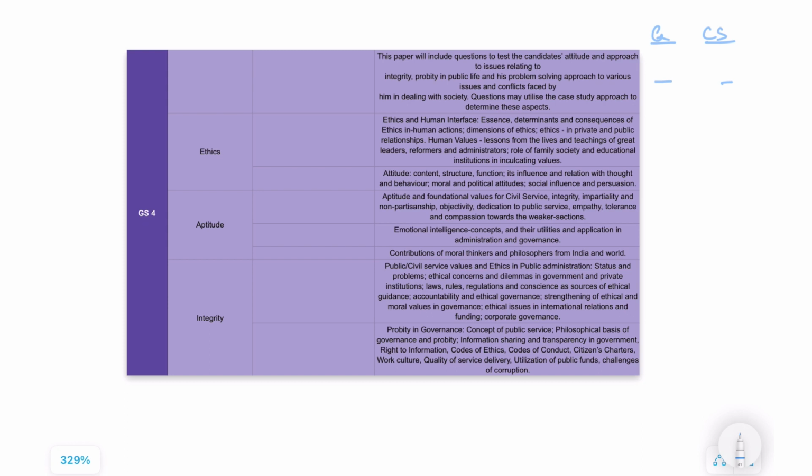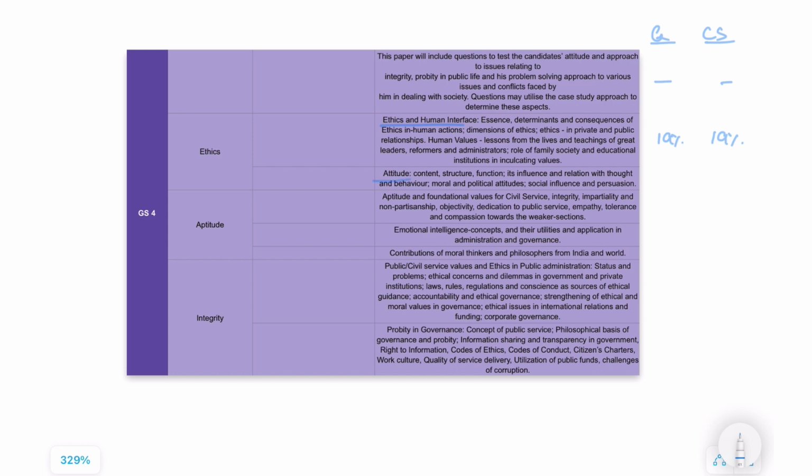header. Starting with ethics, we have first just the basics of ethics and human interface. This comes to around 19%. So 12 questions were asked in the past 7 years. And this is also surprisingly 19%. So you can expect 20% of the exam paper to be based on just ethics and human interface, the basics of it.